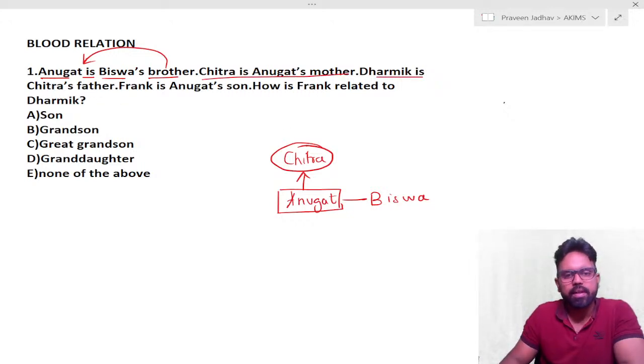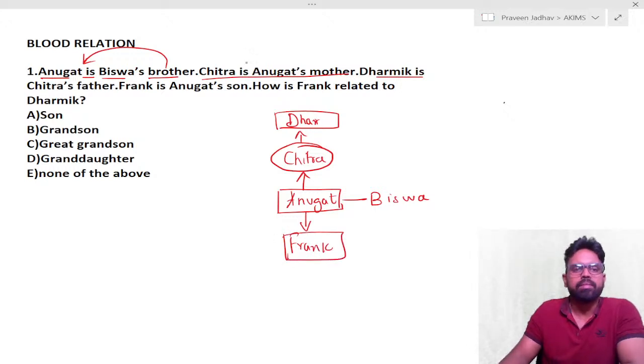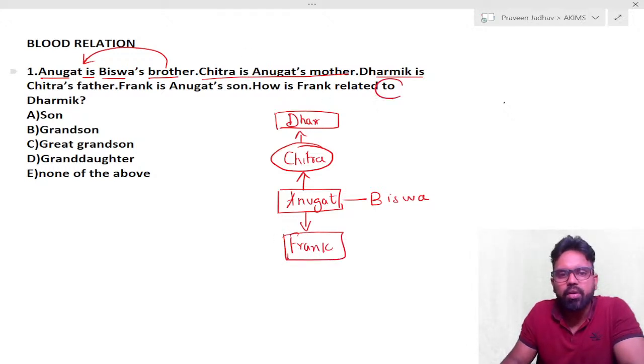Dharmik is Chitra's father. Chitra's father is who? Dharmik. Father. Can I put him in a square box? Yeah. Frank is Anugat's son. Okay, this guy is who? Frank. And he is what? Son. Okay.